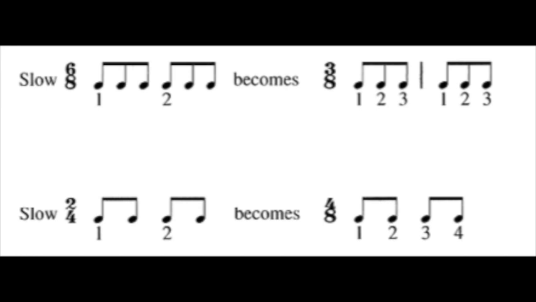So you can see that here. If we were in a slow 6/8, instead of doing a 1, 2, 1, 2, it would sound like 2 bars of 3/8: 1, 2, 3, 1, 2, 3. Or a slow 2/4 as 1, 2 would become 1, 2, 3, 4, and 4/8.